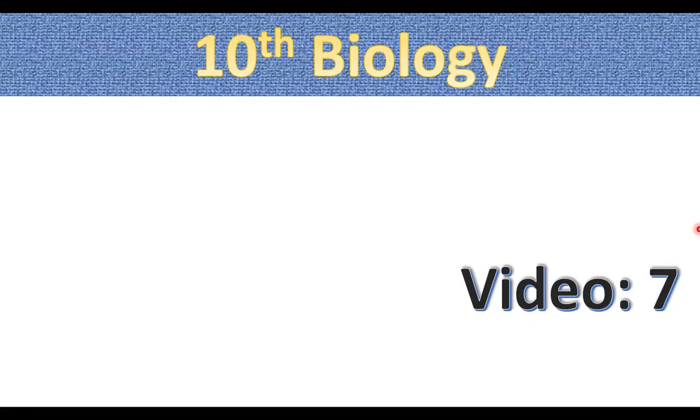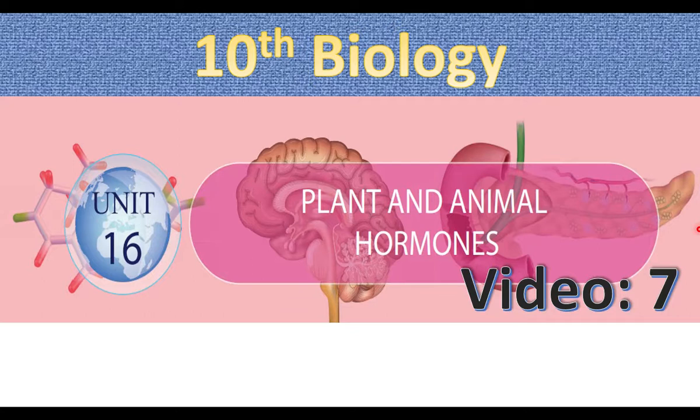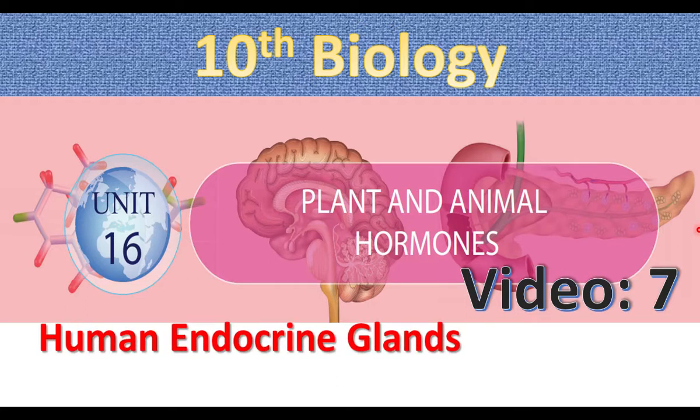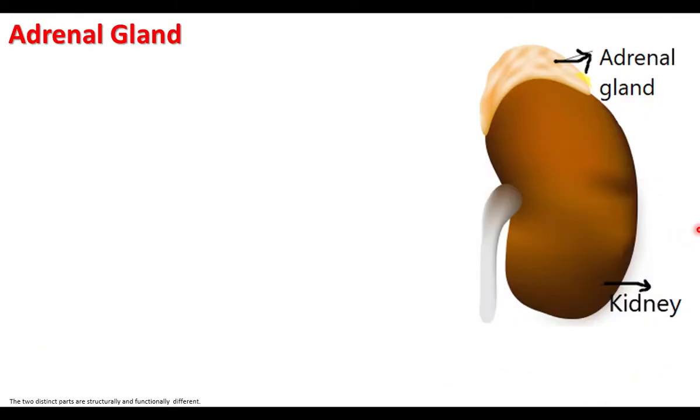10th Biology, Unit 16, Plant and Animal Hormones. In this part, the topic for our discussion is adrenal gland. Adrenal glands are found at the top of kidneys. This is adrenal gland, this is kidney.